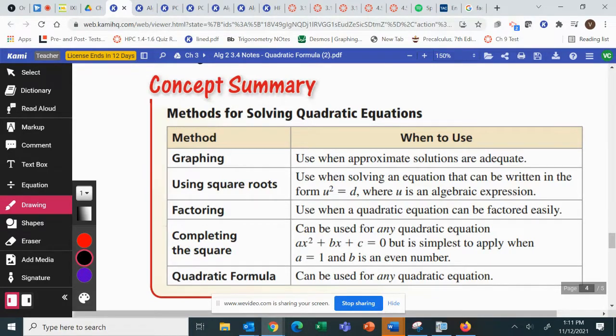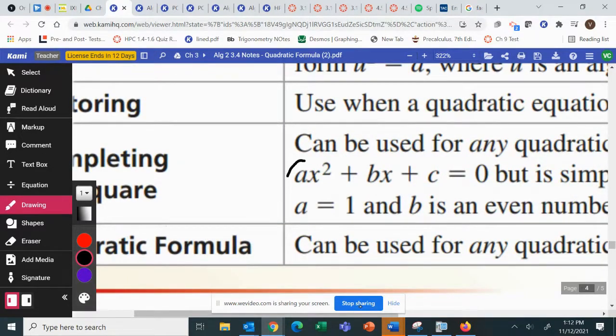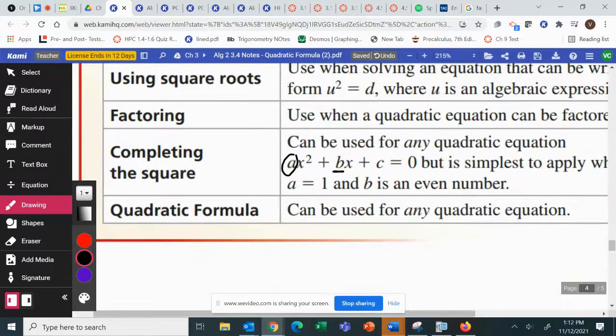Completing the square works every single time. But first of all, even though I can, I did not teach you to do it when there is a number in the A spot. So if there is a number in the A spot, you don't know how to complete the square. And if the B is odd, and we have to do B divided by 2 squared, you're not going to want to do it that way because then it gets really messy. So they suggest that we use completing the square when the A value is 1 and the B is even.